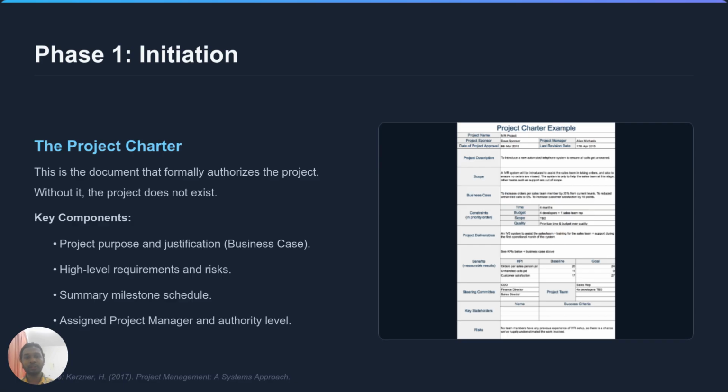It all begins with the project charter. This document formally authorizes the project. Without it, the project effectively doesn't exist. It outlines the business case, high level requirements, and assigns the project manager's authority.